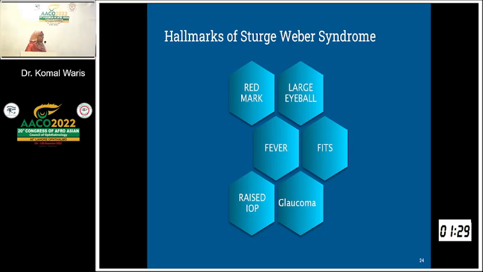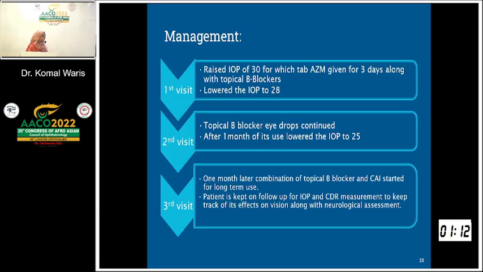So we considered it as Sturge-Weber syndrome. And the hallmarks of Sturge-Weber syndrome are a red mark on the face, large eyeball, history of fever, fits, raised IOP, and glaucoma. So on the basis of all these findings, it was considered Sturge-Weber.